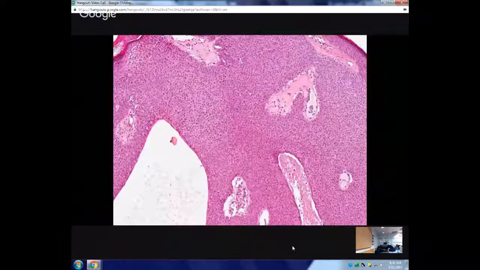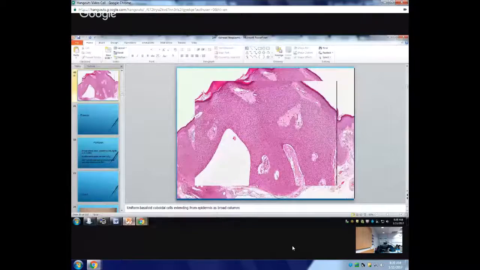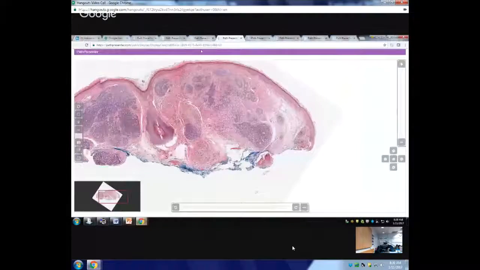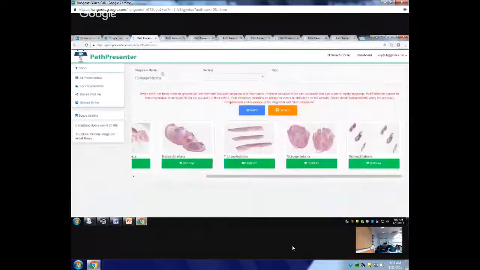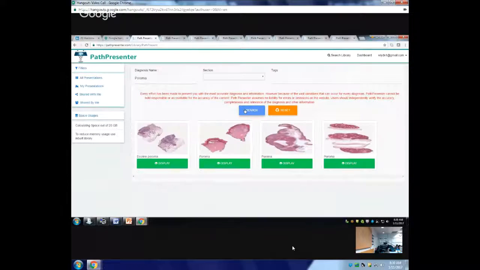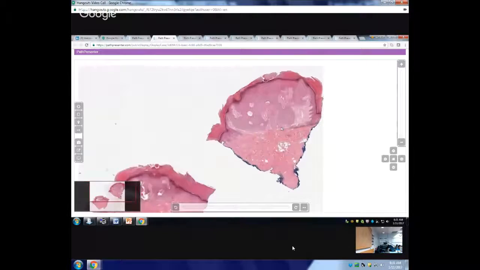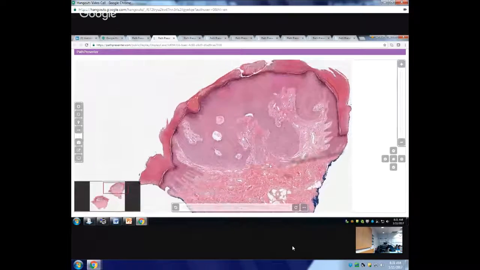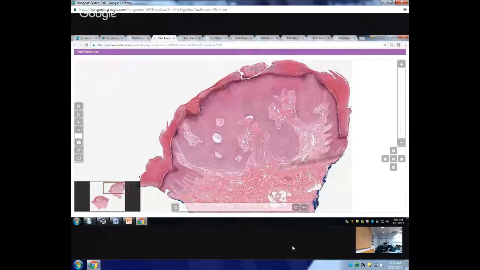So let's go to a slide. There are two or three features now. One, you have this endophytic growth pattern composed of basaloid cells, but then all the other features are absent. No palisading, no mitosis, no clefting, no cyst. So basal cell carcinoma is ruled out.